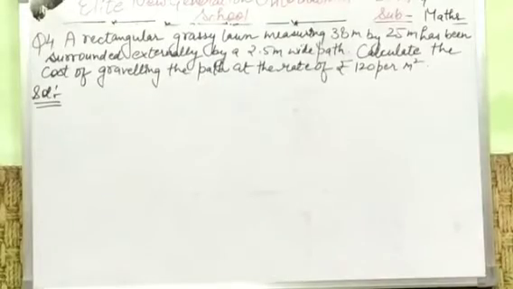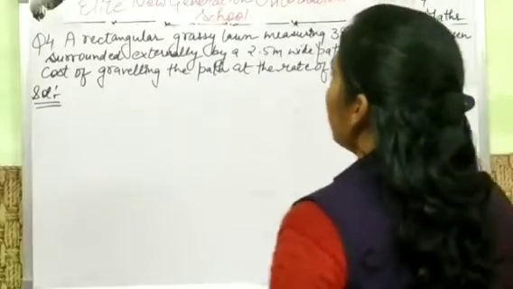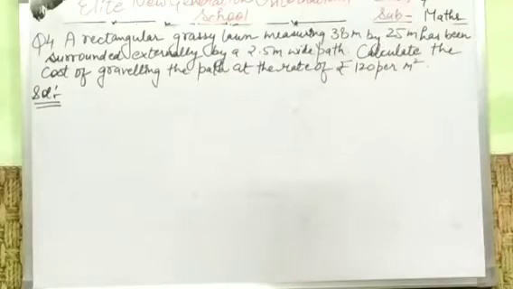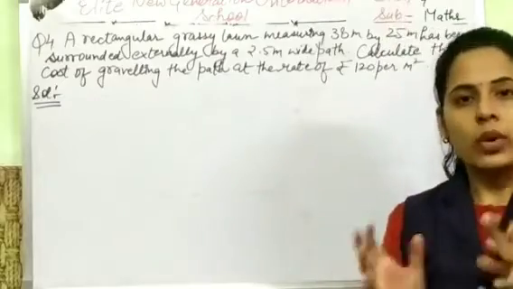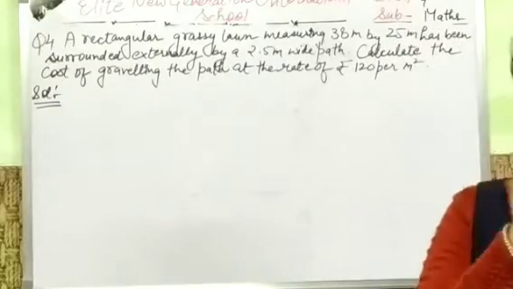Now let's solve question number 4. A rectangular grassy lawn measuring 38 meter by 25 meter has been surrounded externally by a 2.5 meter path. Calculate the cost of graveling the path at the rate of rupees 120 per meter square. This question is the same as question number 1, but here there is a difference.